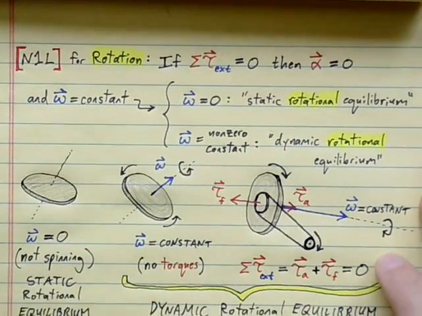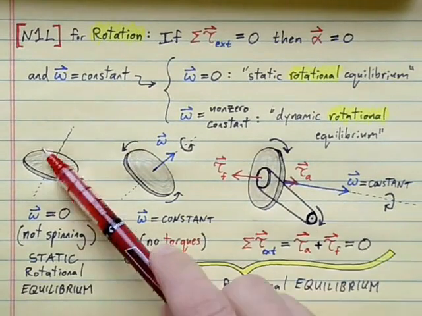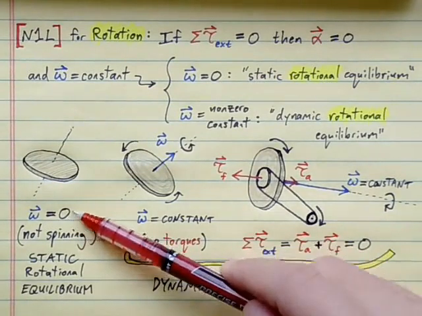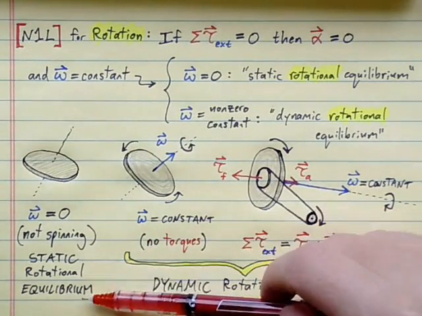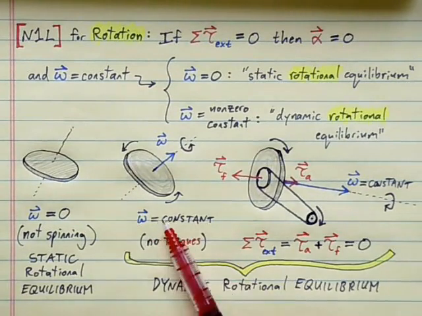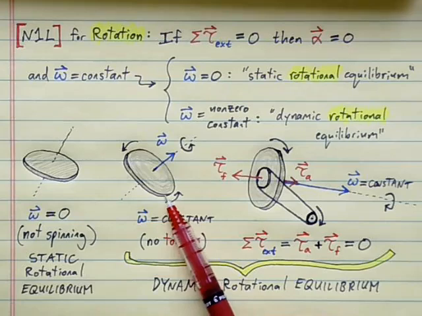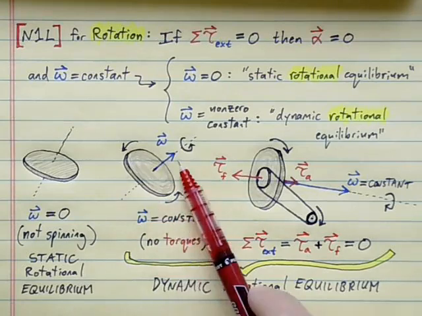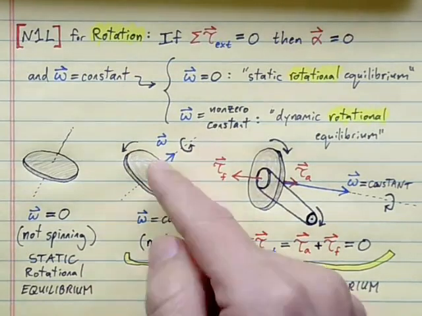These pictures illustrate those possibilities. The first one here, you got some disk that is simply not spinning at all, and there are no torques acting on it, so it'll be in static rotational equilibrium. It will remain not spinning. Here, we've got a disk that is spinning because sometime in the past some torques were exerted on it that got it rotating. So it is spinning about this axis, omega.